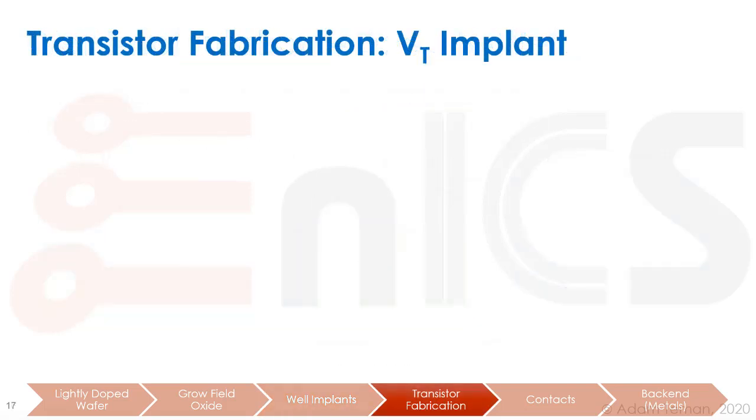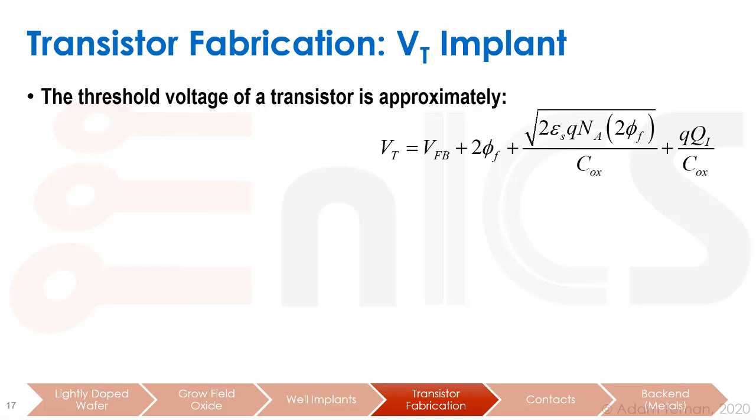Moving on from the well implants, we're at the point where we're doing transistor fabrication, and this is probably the most important and complex part of the process. I'm going to discuss a few points in transistor fabrication. The first one is the VT implant.